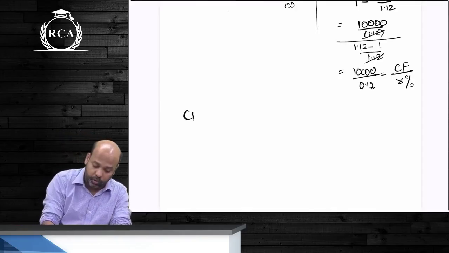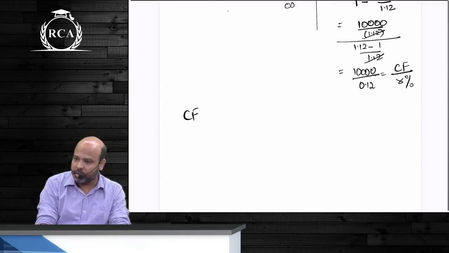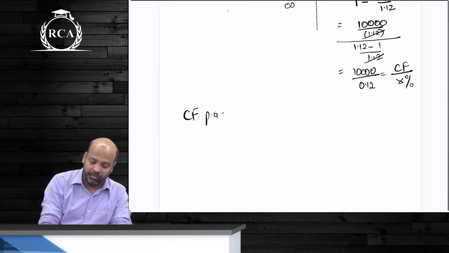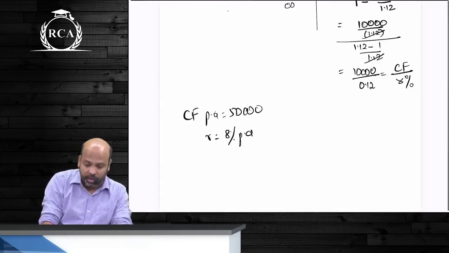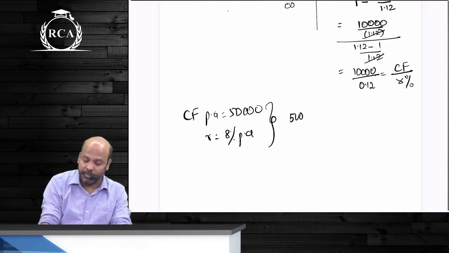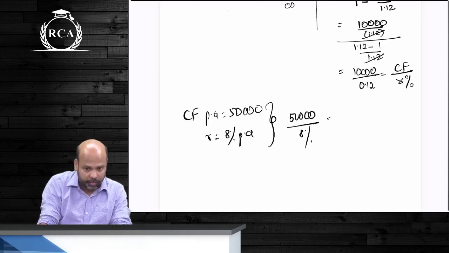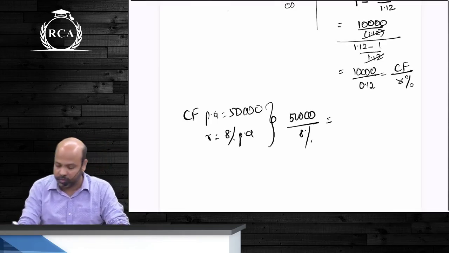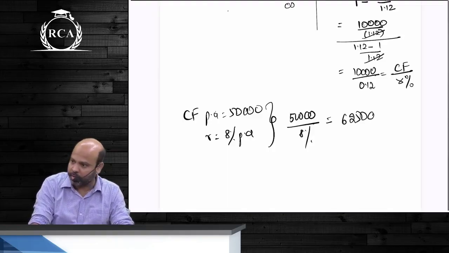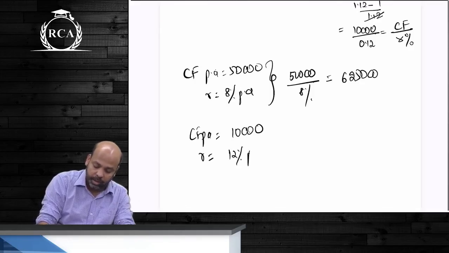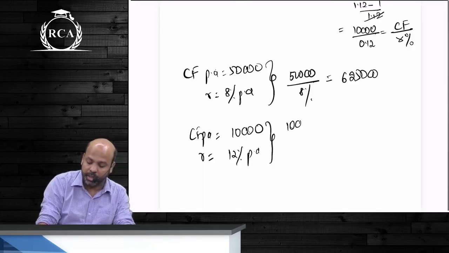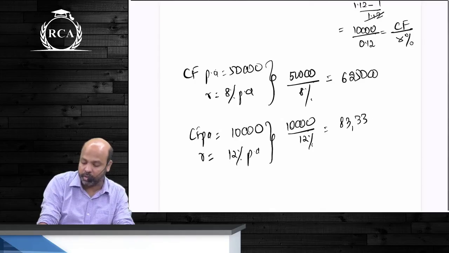CF means cash flow. If your cash flow per annum is 50,000 and the rate of interest is 8%, the present value of a constant perpetuity will simply be 50,000 divided by 8%, which is 6,25,000. Are you getting the point? If the cash flow per annum is 10,000 and the rate of interest is 12% per annum, the present value will simply be 10,000 divided by 12%, which is 83,333.